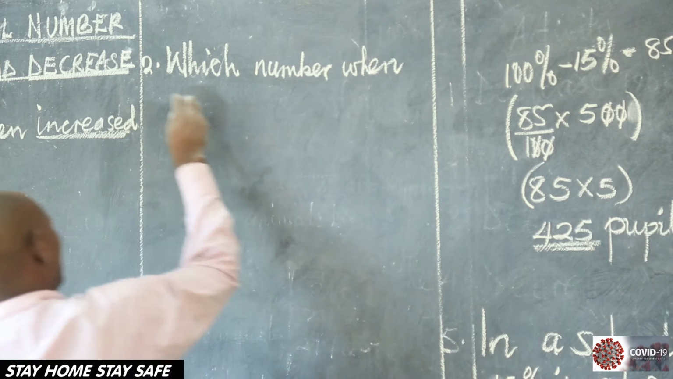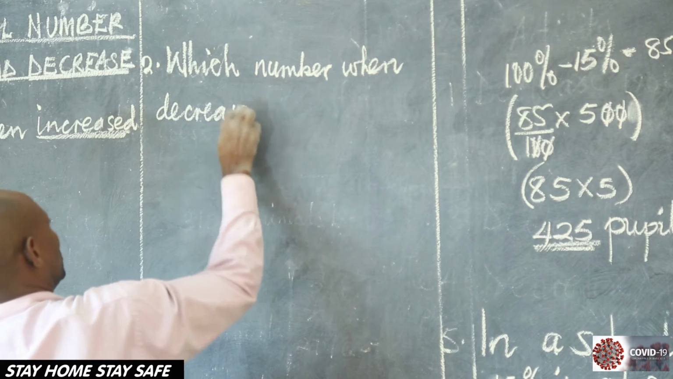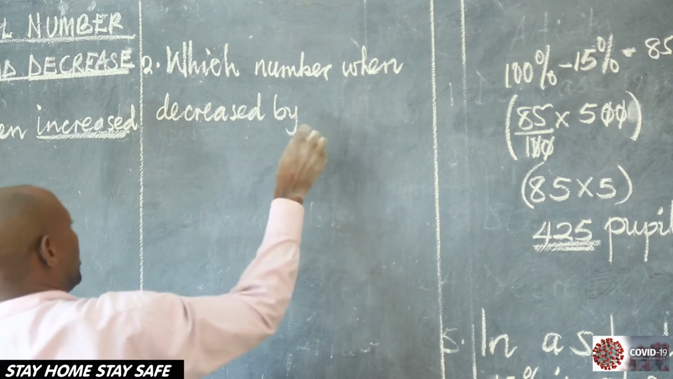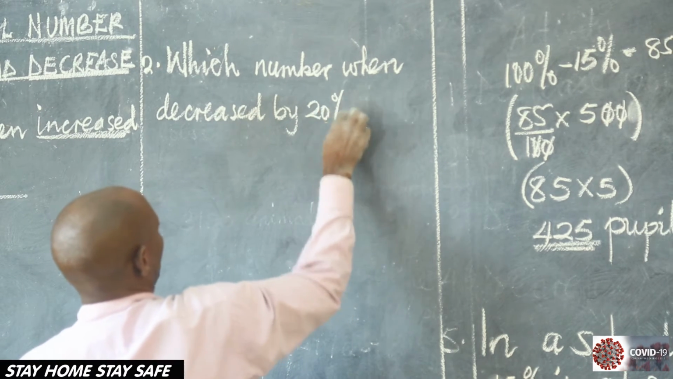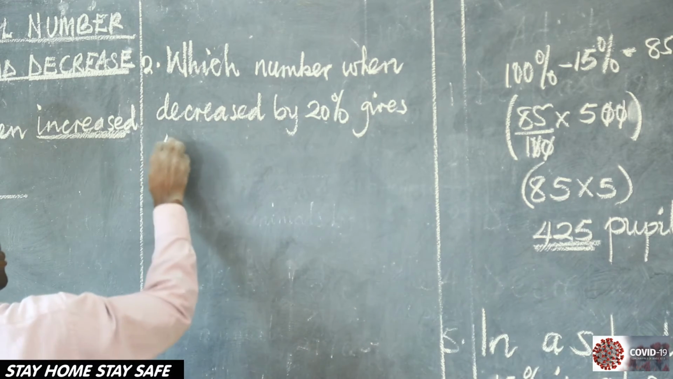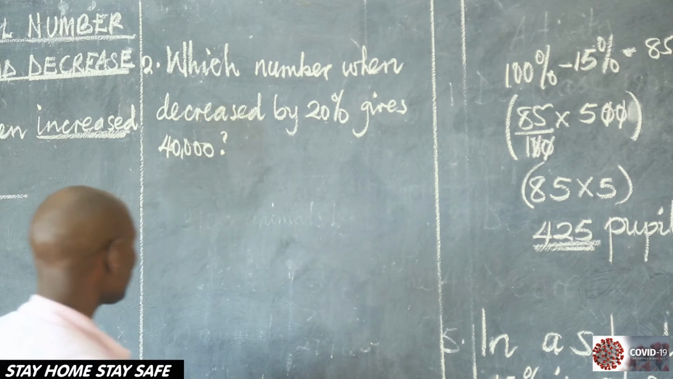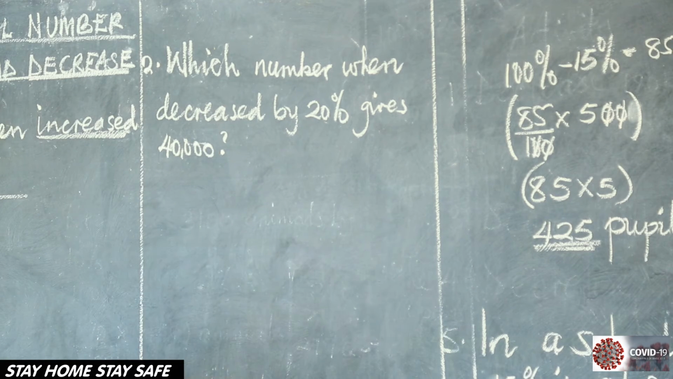Which number, when decreased by 20%, gives 40,000?